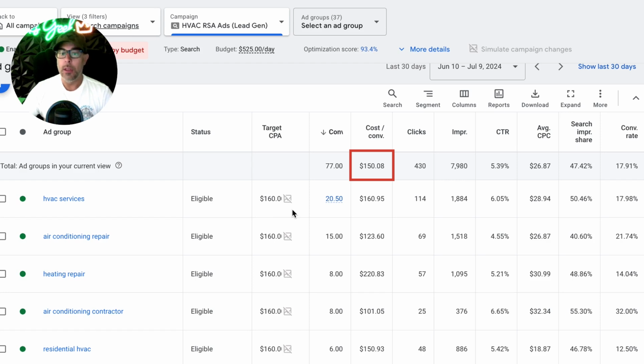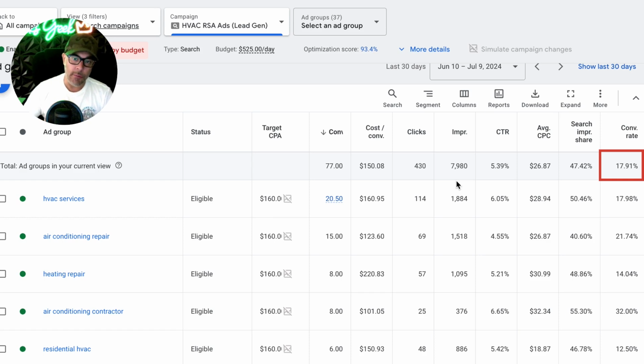In the last 30 days, they've gotten 430 clicks, which is a ton, and almost 8,000 impressions. Click-through rate is 5.39%, which means people are choosing to click our ads at a higher rate, which means our messaging is good. Ideally, I'd like this to be closer to 8%, so that's something we're going to have to work on for this campaign. And the conversion rate is 17%.